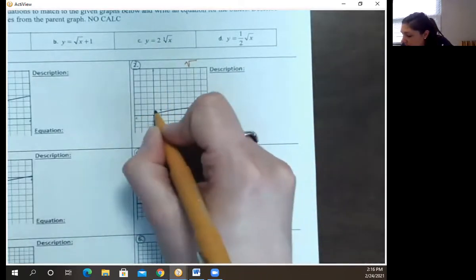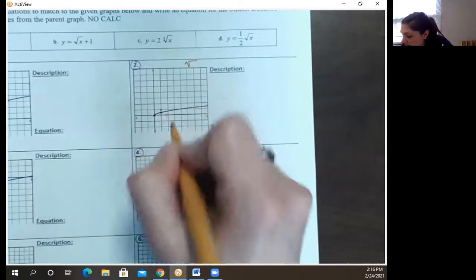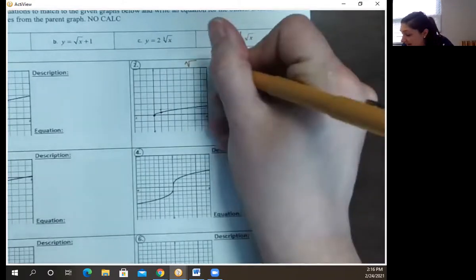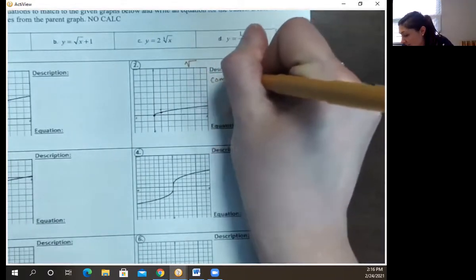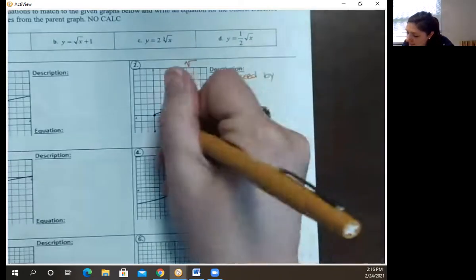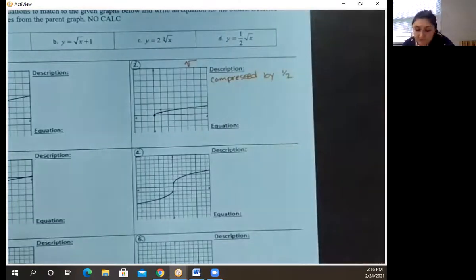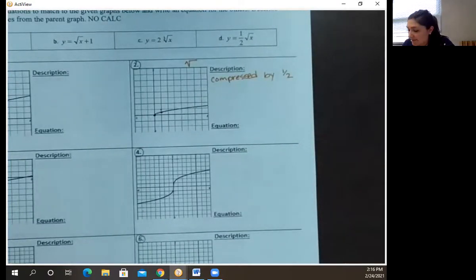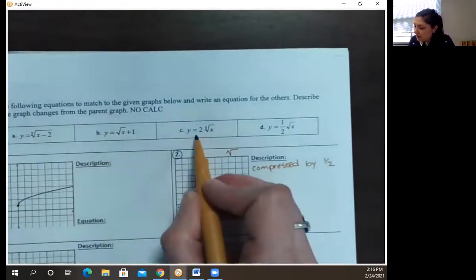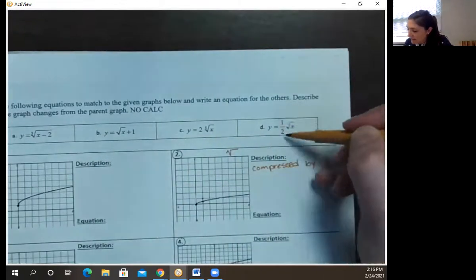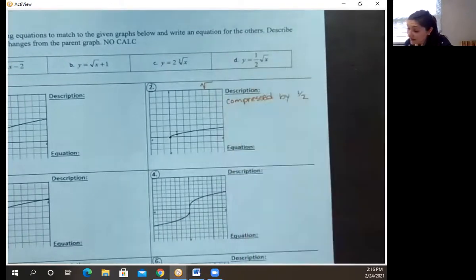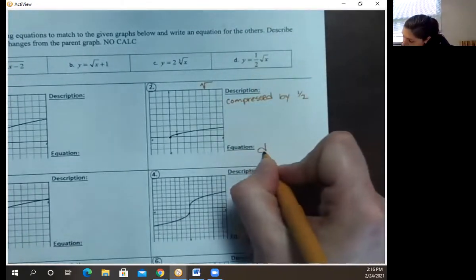So my next point should be at 1, 1, but it doesn't make it there. Right? I only get halfway up. So what this tells me is that I've compressed this graph. And since I'm estimating about halfway up, I'm going to jot down that we compressed it by a half. Now, if I look at my functions up at the top, I'm looking for a lead coefficient of a half. D has a lead coefficient of a half. It's a square root graph, and I haven't changed the function in any other way. So I think that this graph matches equation D.